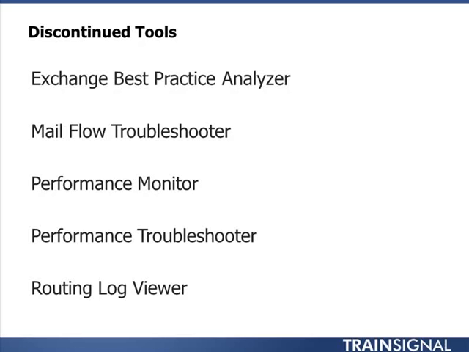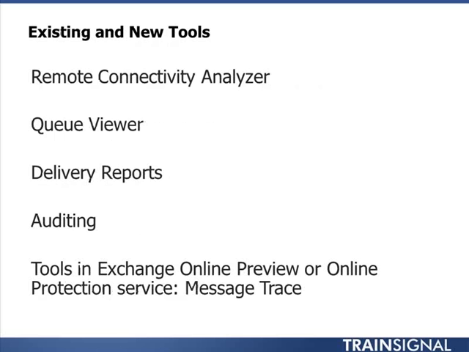And last but not least, we had the Routing Log Viewer, and this was used to open routing log files so that you can look at information about the routing topology. So this is gone as well. So these are the tools that have been kicked to the curb. Let's take a look now at the tools that we still have, some that we had in previous versions of Exchange, and some that are brand new.